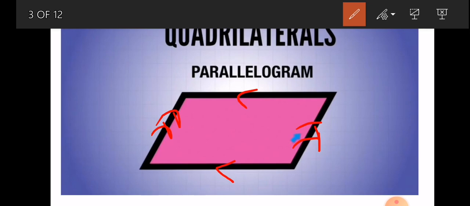The second property is that each two opposite sides are equal. It means this one and this one are equal. This one and this one are also equal. So each two opposite sides are equal in length. Now let's see another quadrilateral and also explain its properties.